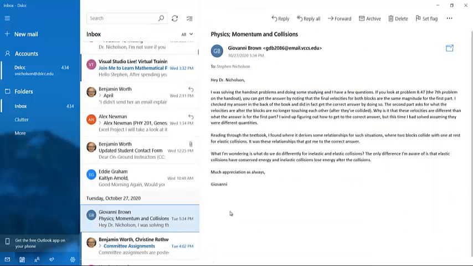Okay. Yeah, so the only difference I'm aware of is that elastic collisions have conserved energy and inelastic collisions lose energy. Yeah, that is true. So hopefully that provides some insight.